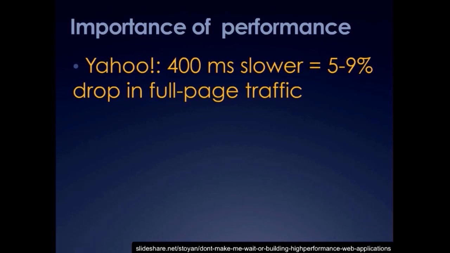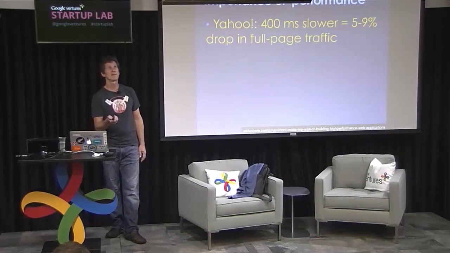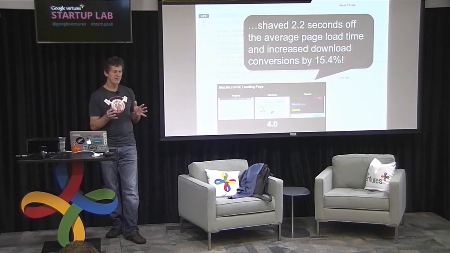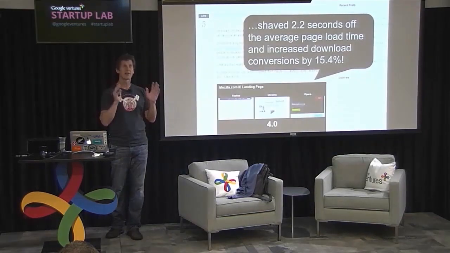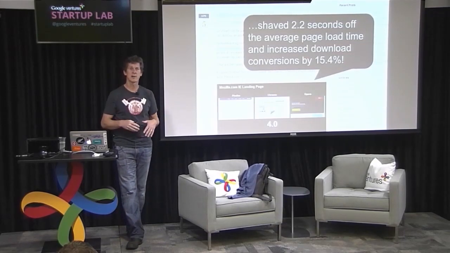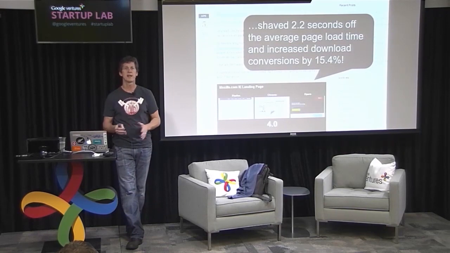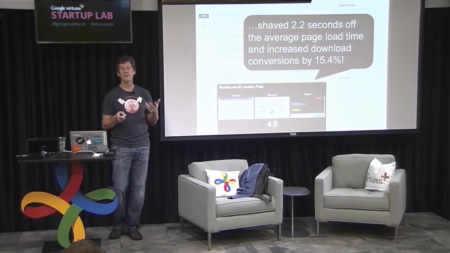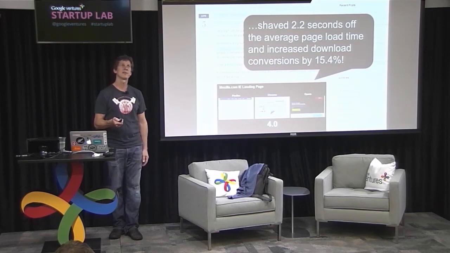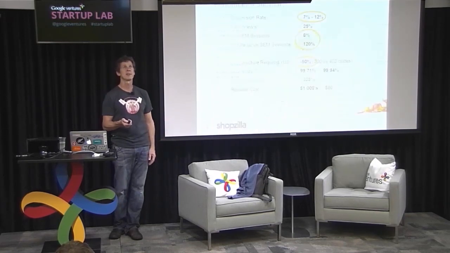Yahoo did a similar experiment a little bit later, and they saw a 5 to 9% drop in full page traffic. Here's other examples. This is Mozilla. So when you are downloading Firefox, you go to what they call the landing page, depending on what browser you're coming from. So if you're coming from IE, you go to a certain landing page. So for that landing page for IE, they made it 2.2 seconds faster, and they saw a 15% increase in download conversions. So for them, that's their business metric, and they saw a tremendous impact by making the website faster.